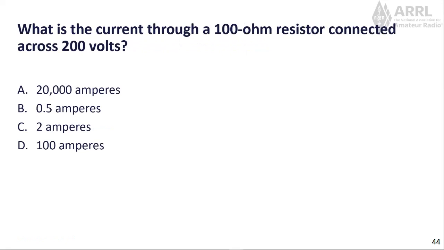What is the current through a 100 ohm resistor connected across 200 volts? 200 divided by 100 is going to be 2 amps. Answer C.